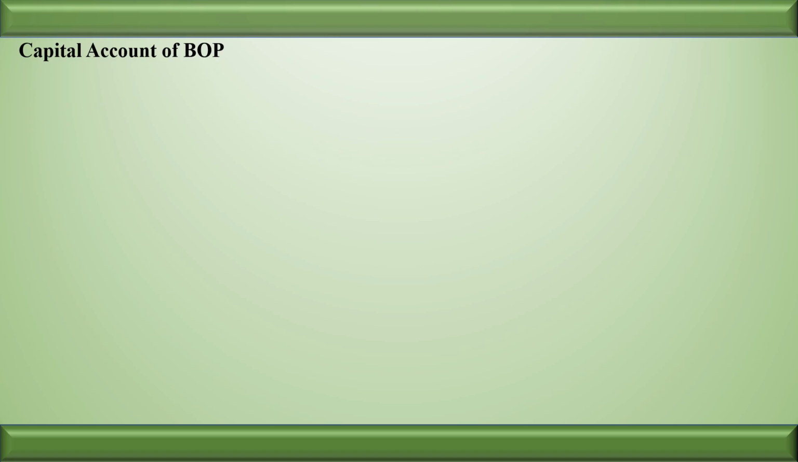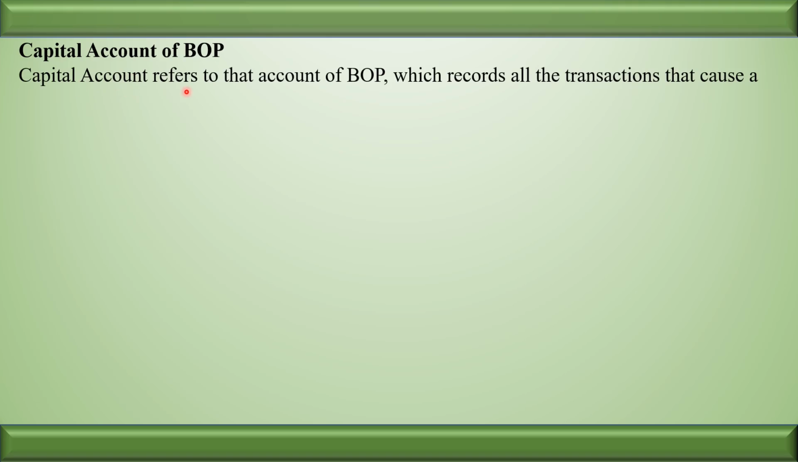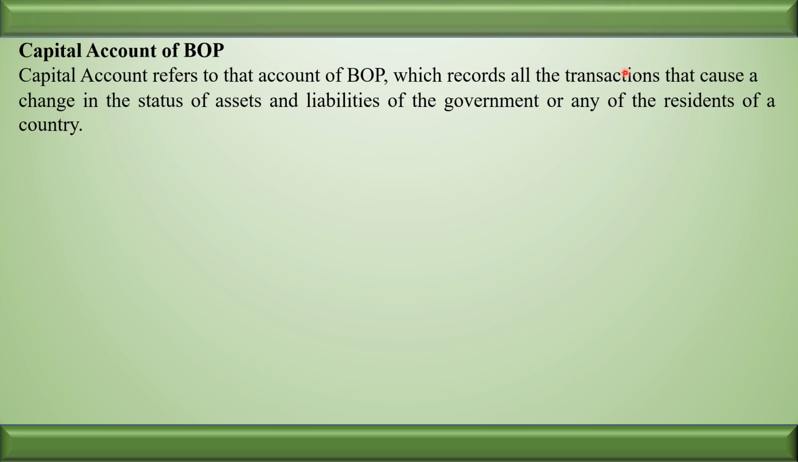Now let us discuss the important next topic, that is capital account of balance of payment. Capital account refers to that account of BOP which records all the transactions that cause a change in the status of assets and liabilities of the government or any of the residents of a country. So the transaction having the effect on assets and liability of the government is called capital account transactions. Let us see the components of capital account.